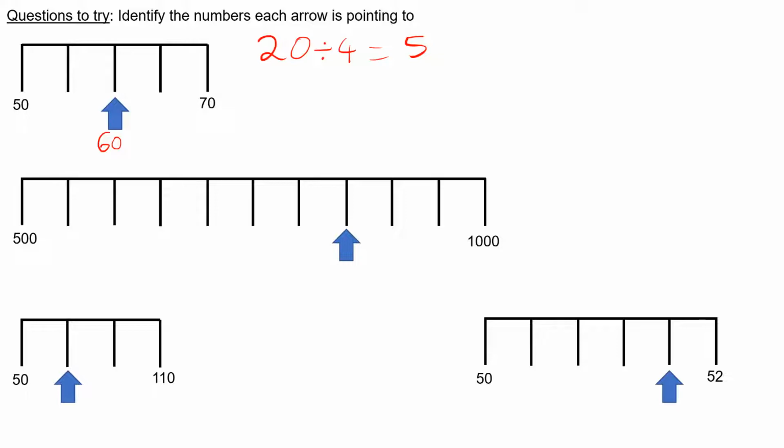Secondly, we have 1, 2, 3, 4, 5, 6, 7, 8, 9, 10 jumps, and we're going up by 500. 500 divided by 10 is 50, so we're going up in 50s. So I could go back from 1,000. 950, 900, 850.